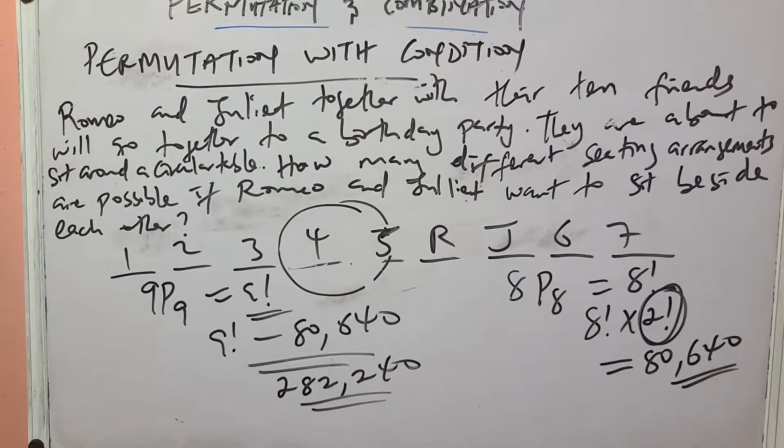Look at this question now. Romeo and Juliet now, they're having 10 friends, no longer 7. Maybe they made some more after the first birthday party they went for. They want to go to another birthday party. And this time around, probably they're going to a different spot where they're no longer sitting in a row, they're sitting around a circular table. All right. How many different sitting arrangements do you think are possible if Romeo and Juliet insisted that they must sit beside each other?